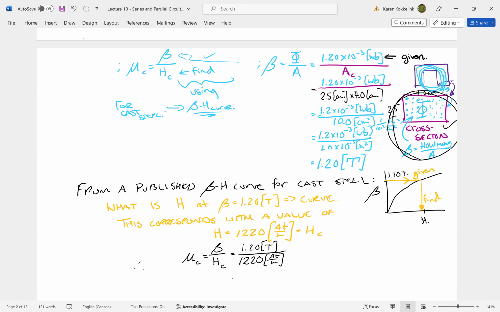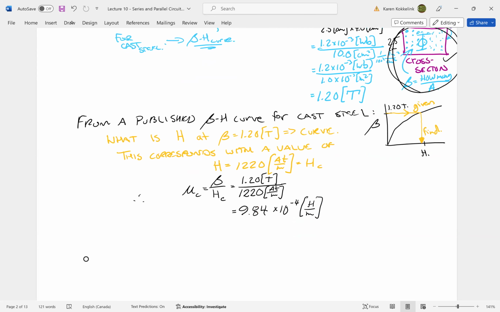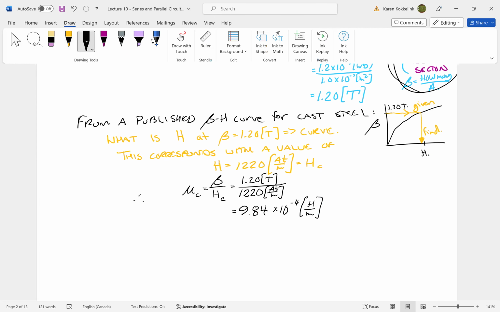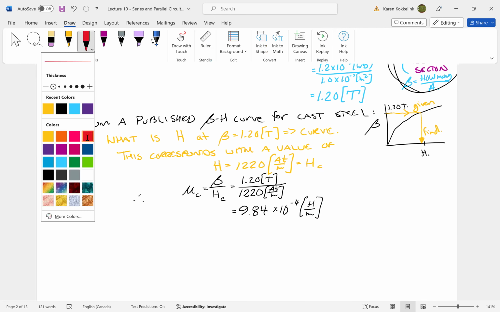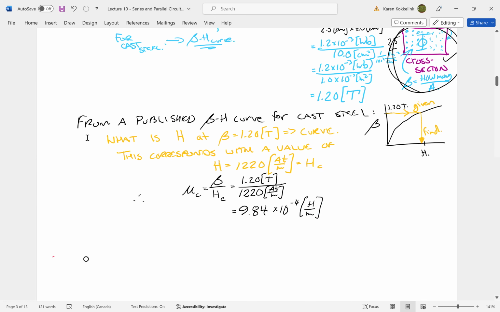It would be different in other things. I can just throw that into a calculator, keep two significant digits, and I would get this answer, 9.84 times 10 to the negative 4 henries per meter, minding our units. So now we're done. Now we have all of the values. If we remember what we were trying to do at the beginning, we were trying to find R, reluctance.